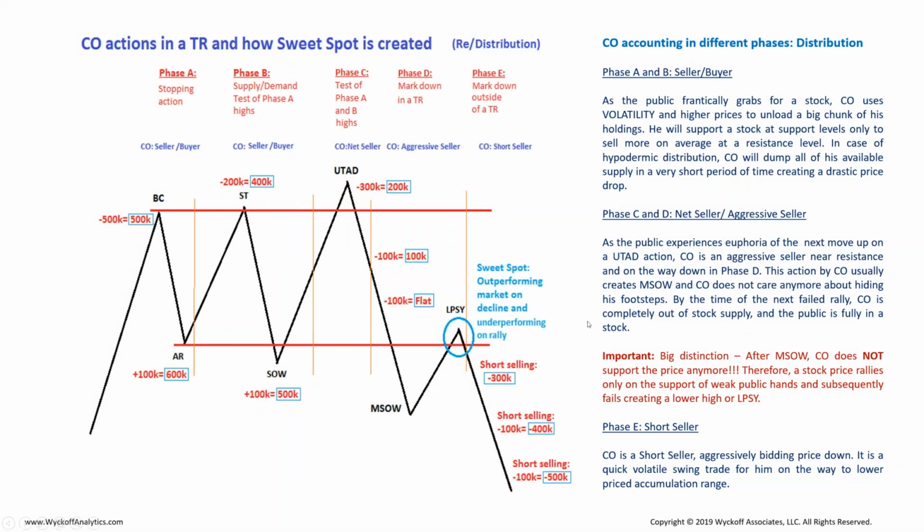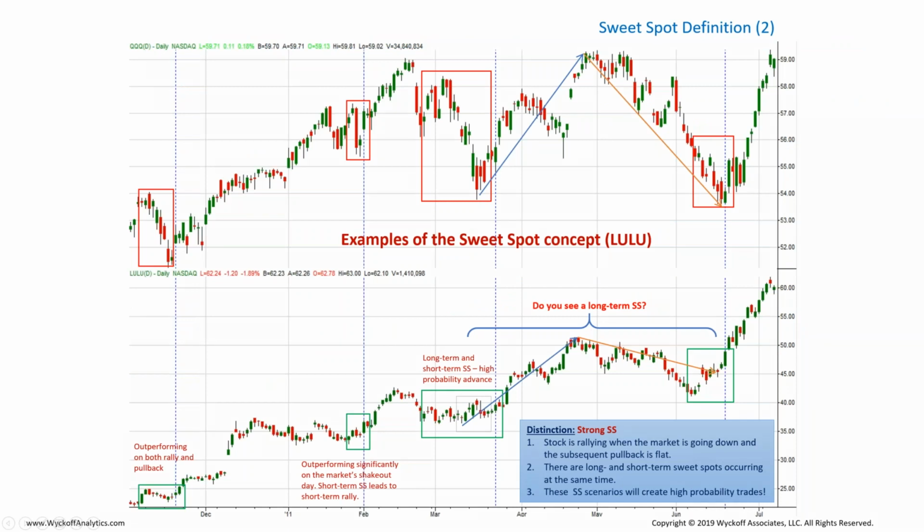Okay, well, we talked about the sweet spot. Let's talk about the sweet spot a little bit more. So look at this example of Lulu. I'm comparing Lulu to triple Qs, that is the NASDAQ 100 ETF. Look into this area right here, a rally and the reaction. The reaction is just very small. It's a higher low, whereas the market is making a slope to the downside. So the stock is outperforming on both the rally and the pullback.